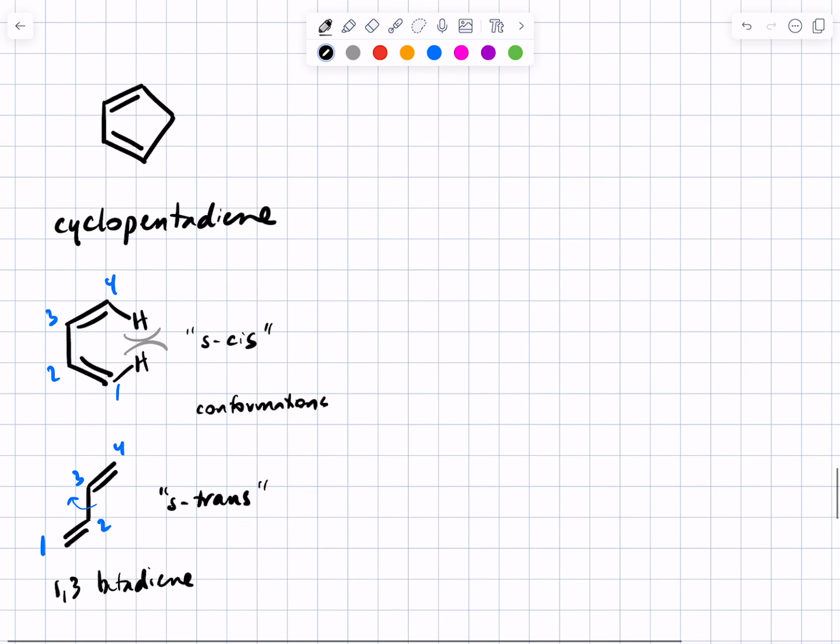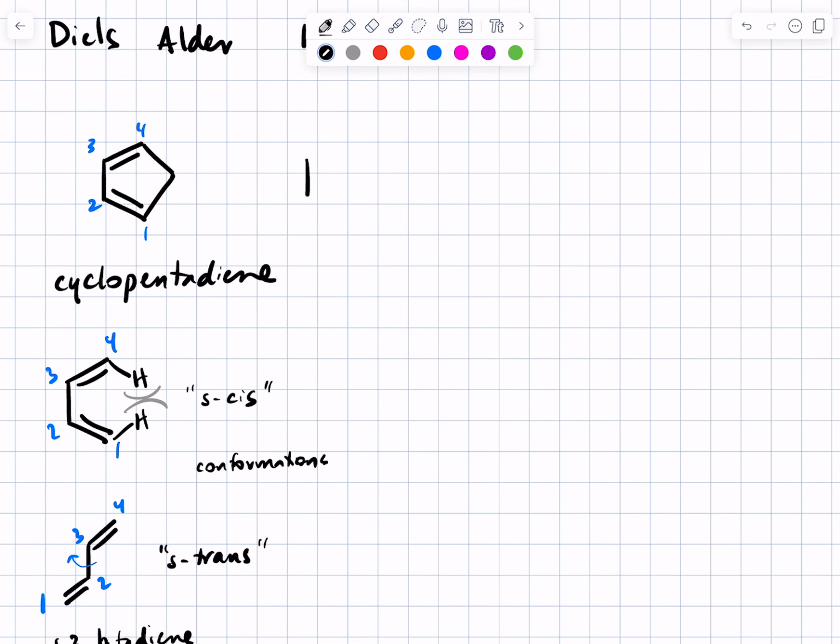Cyclopentadiene is forced to be in the S-cis conformation because carbons 1 and 4 of the diene are necessarily tied together with that fifth carbon. So that was one of their reactive partners. And the next one, this is going to be like from your nightmares because there's so many rings. And guess what? We're going to make even more.